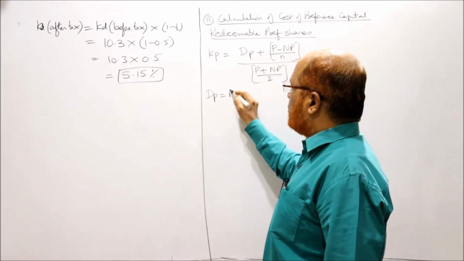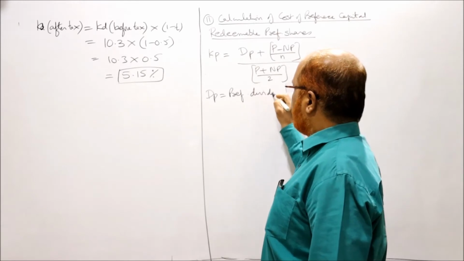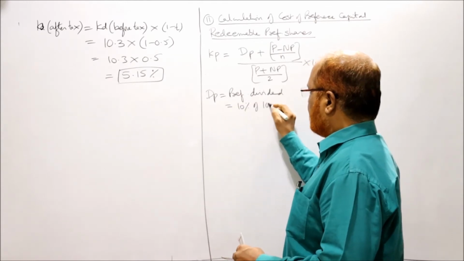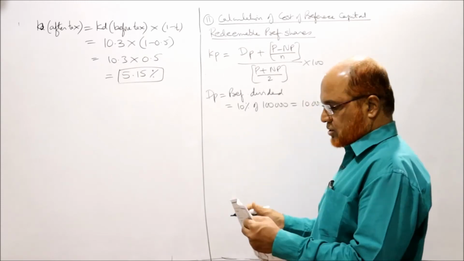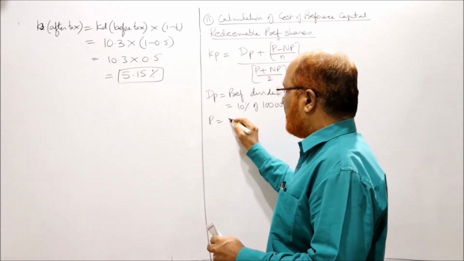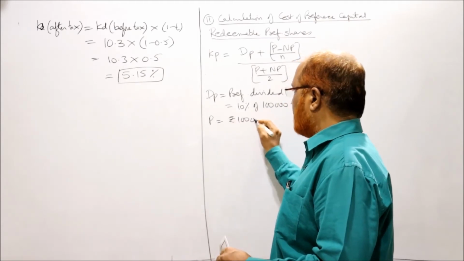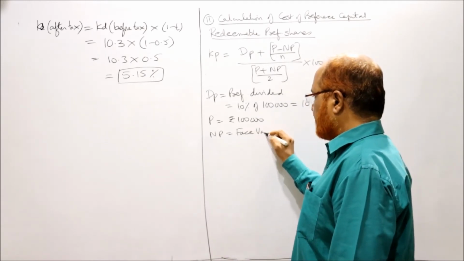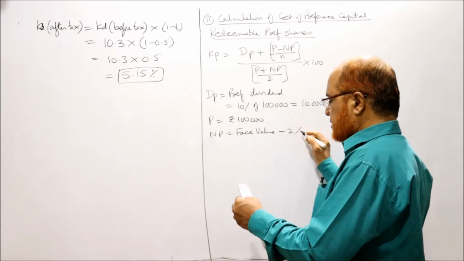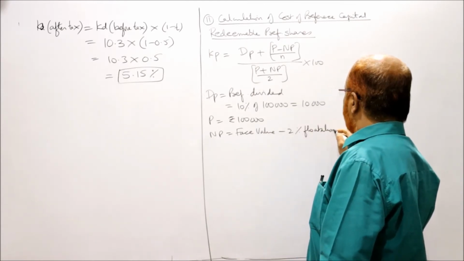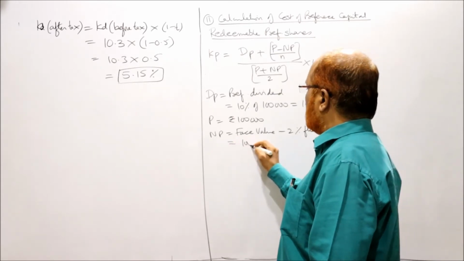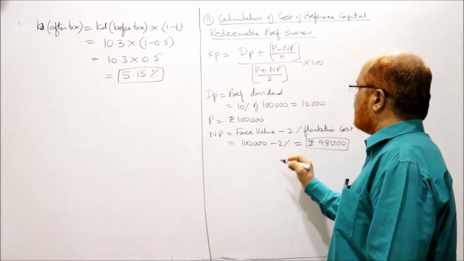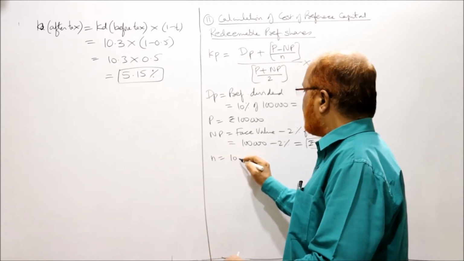तो DP is equal to preference dividend. What is the rate? 10% of 1 lakh is equal to 10,000. P is equal to amount payable on redemption, that is equal to face value 1 lakh. NP, net proceeds on issue, face value minus 2% flotation cost, that is equal to 1 lakh minus 2% is equal to rupees 98,000. N is equal to 10 years.